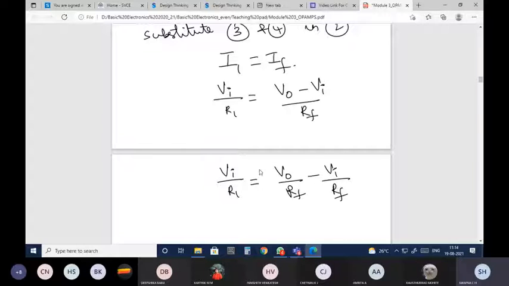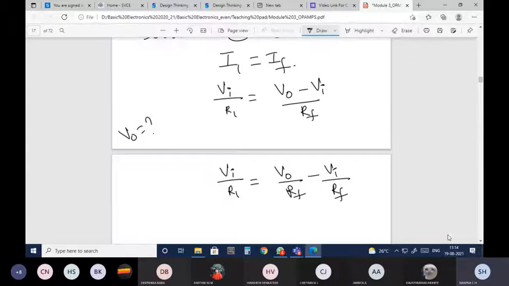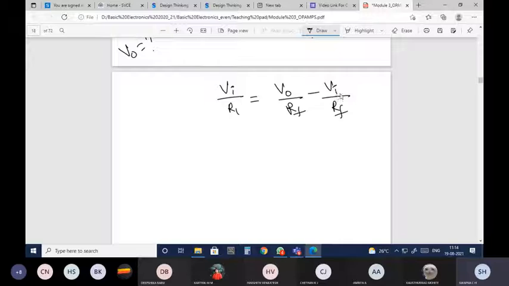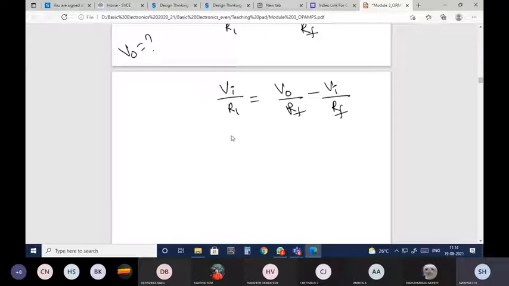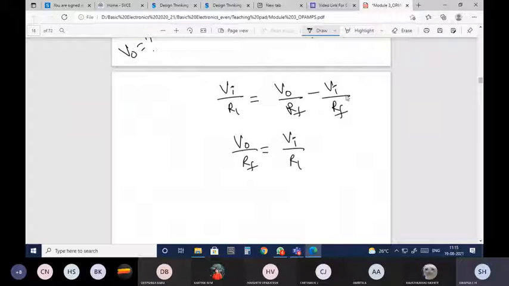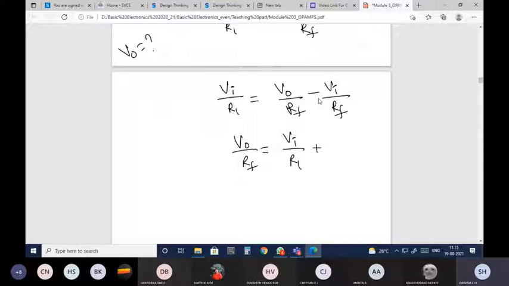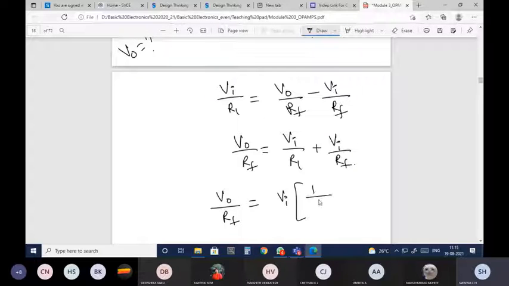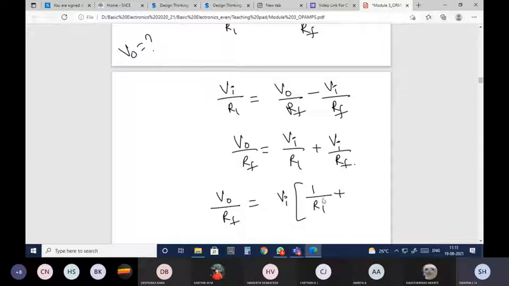What I need to do is just simplify this expression so that I will have the final equation for V0. Just take this VI by RF to the other side. So V0 by RF is equal to VI by R1 plus VI by RF, since it goes to the other side. In both the terms I have VI, so I'll take VI common, so that I'll be left with 1 by R1 plus 1 by RF.